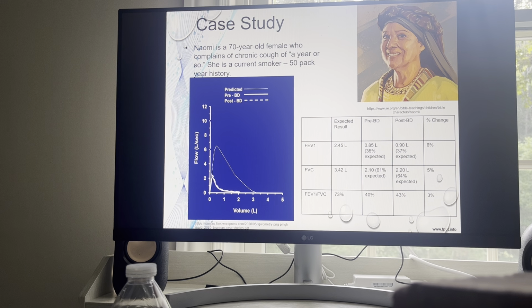Obstruction. Is the FEV1 FVC ratio less than 70%? Yes, it is. She's at 40, pre-bronchodilator. Is there a change post-bronchodilator? No. FEV1, 6%, FVC, 5%. That is not significant. She has COPD. Her FEV1 post-bronchodilator of 37% places her in severe stage E. We would also want to assess her CAT score and modified dyspnea scale to help guide treatment.